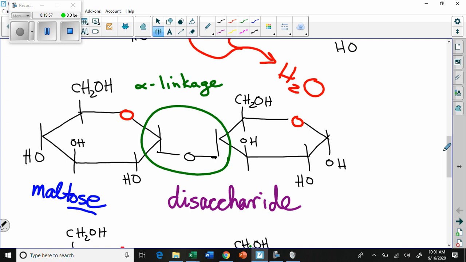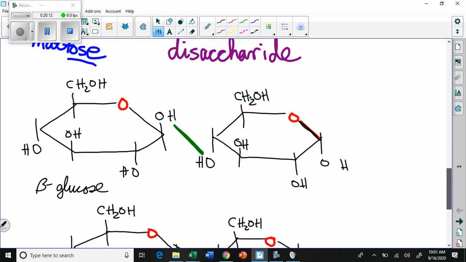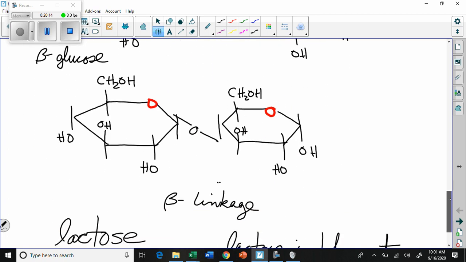Those monomers can then be used in your bloodstream for energy. And that's because there's an enzyme that works on the shape of the alpha linkage. Now here's the cool thing. That enzyme will not break the lactose because it's a different shape. To break the lactose, you need a different enzyme to break this into its two monomers, which can then be used for energy.